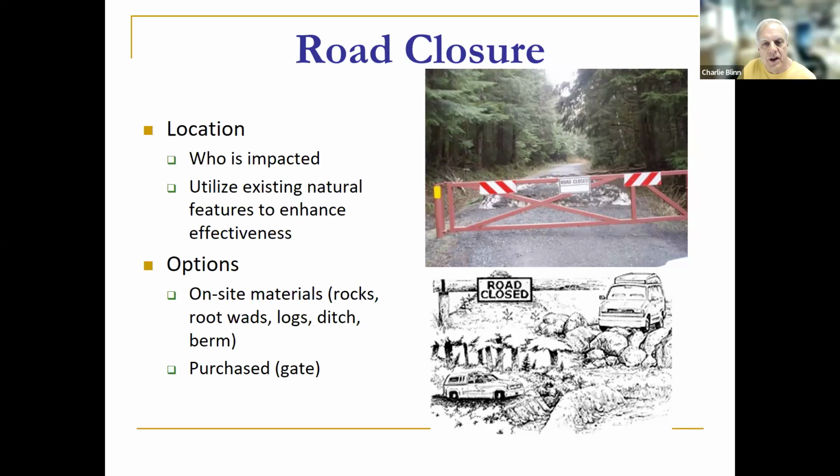And then use existing natural features. So there might be a hillside on both sides to try to enhance that closure structure. Or it might be water bodies over there that make it more difficult to get by, or rocks, or something else. So look for a location that's going to enhance that closing structure. So we could use on-site materials or something we purchase, such as a gate.